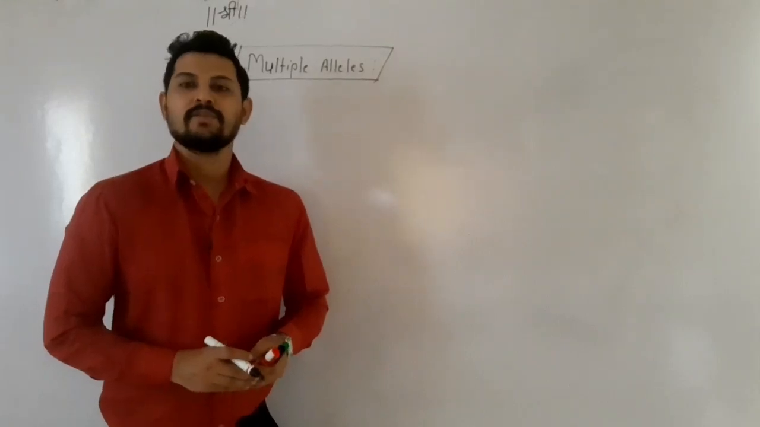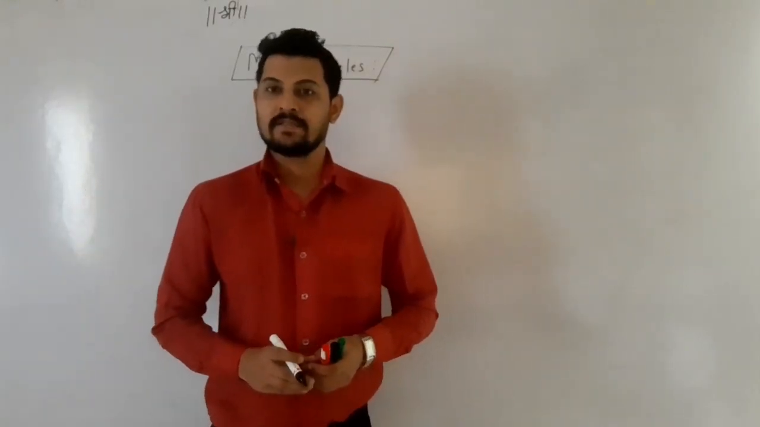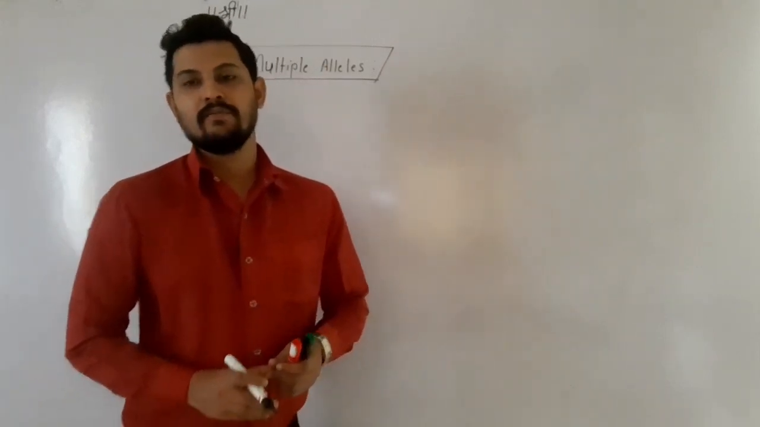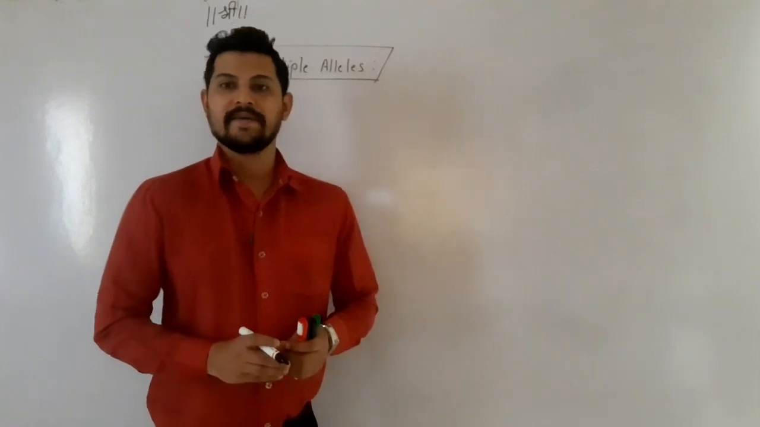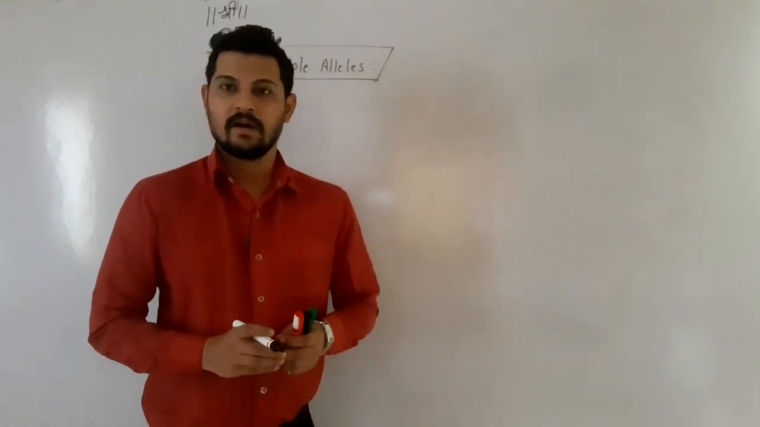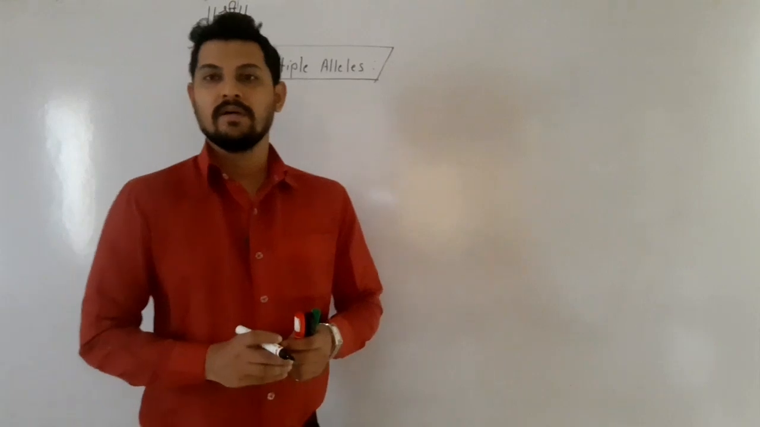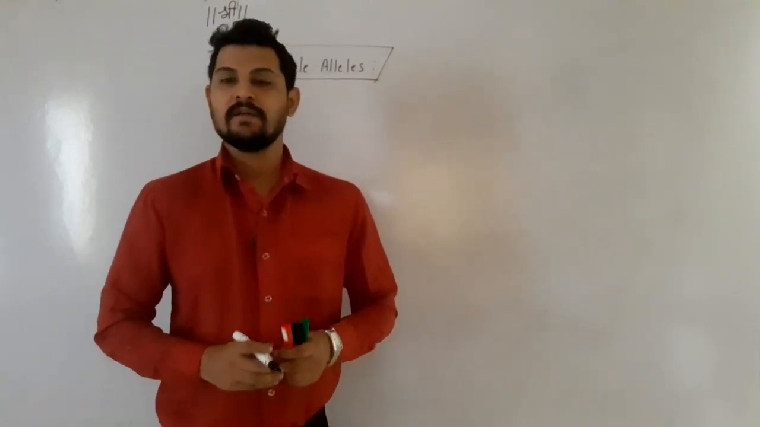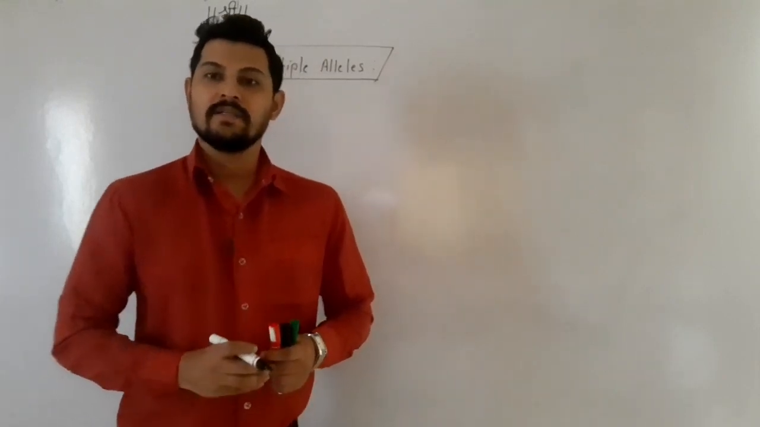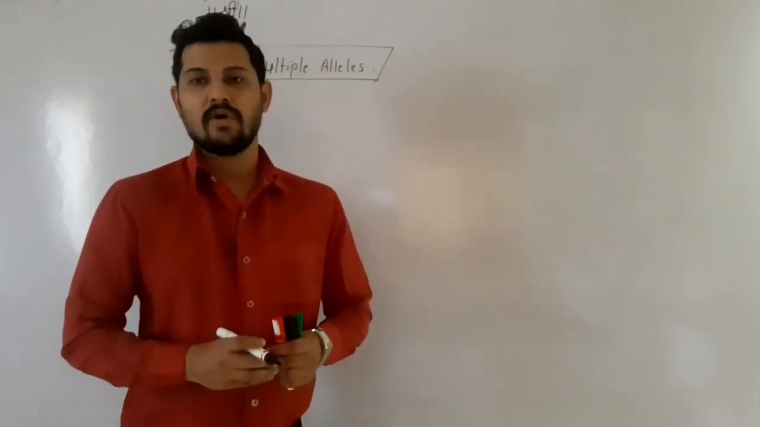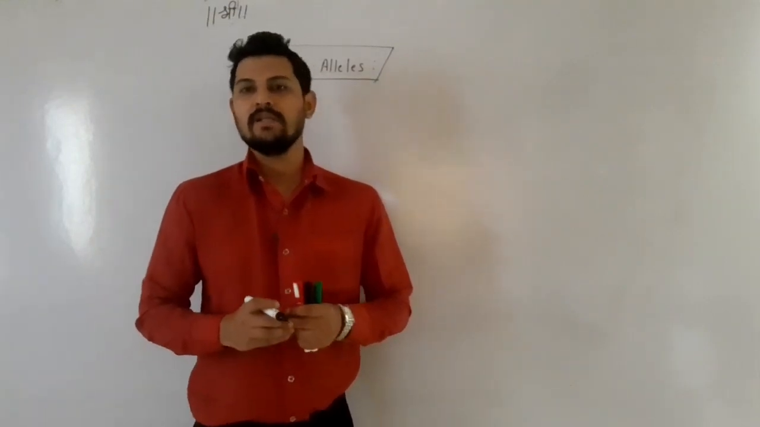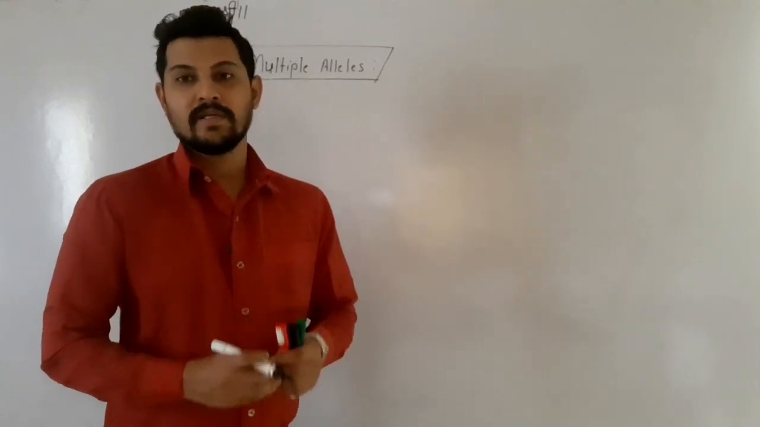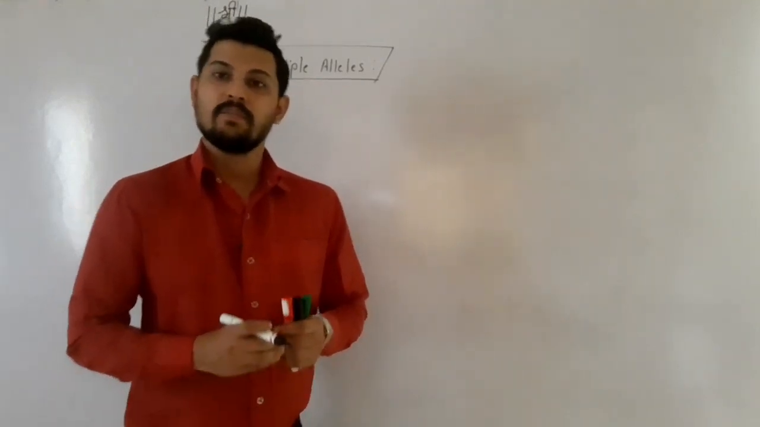Hello friends, in this session we are going to discuss multiple alleles. Within a population, more than two alleles can be present for a single gene, and these are called multiple alleles. In the earlier session, we studied monohybrid and dihybrid crosses, where for a gene variant, a single dominant allele and a single recessive allele are present. Normally two alleles are present, but in the case of multiple alleles, more than two alleles are present within a population.